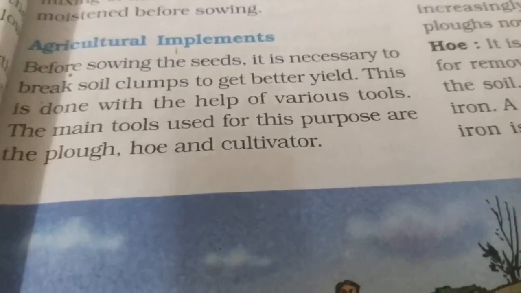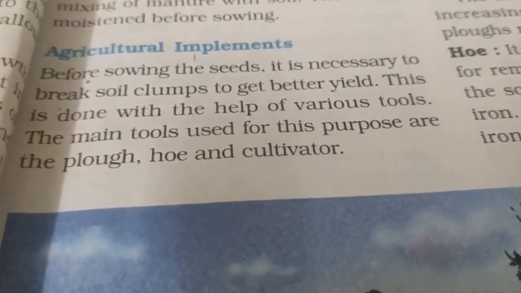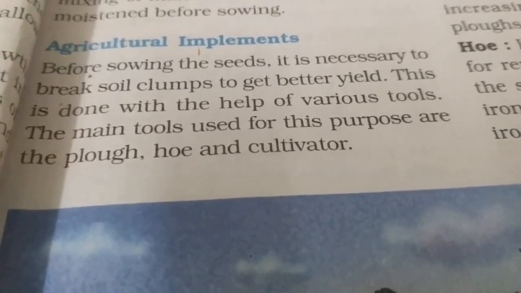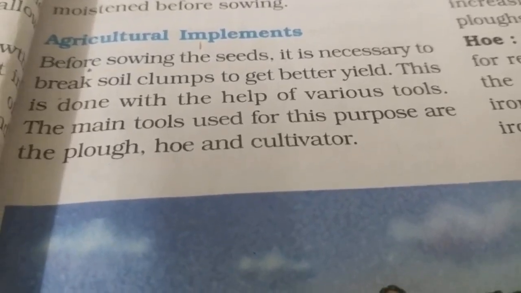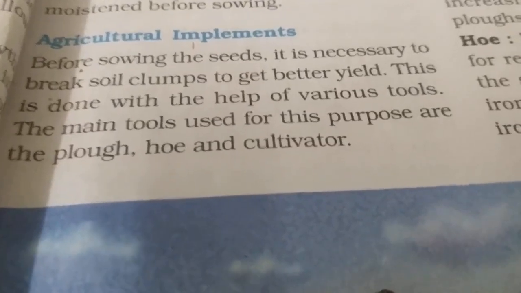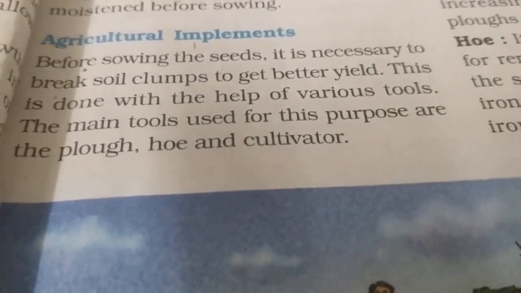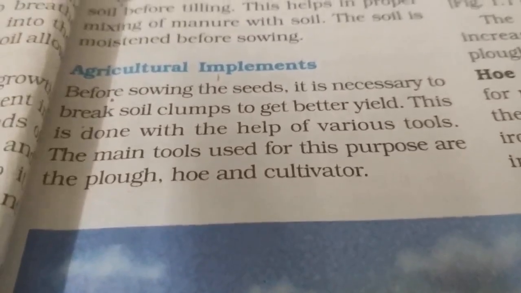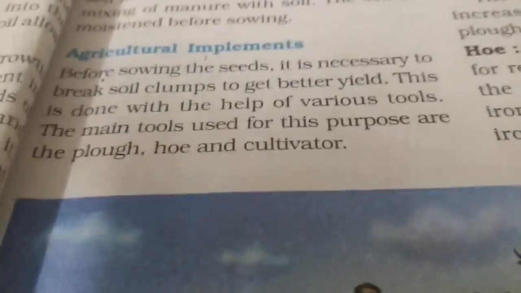Next, agricultural implements. Before sowing the seeds, it is necessary to break soil clumps to get a better yield. This is done with the help of various tools. The main tools used for these purposes are the plow, hoe and cultivator. These are the agricultural tools used for tilling, plowing, turning and loosening the soil, or breaking the soil clumps.